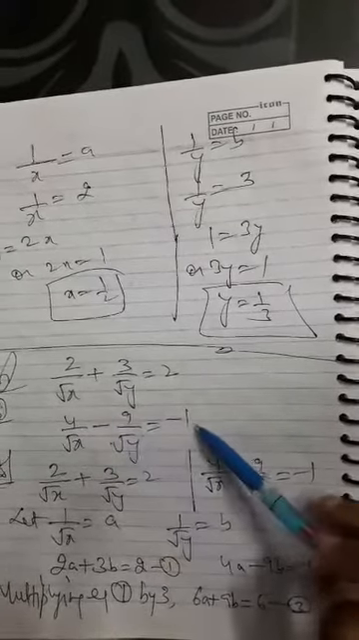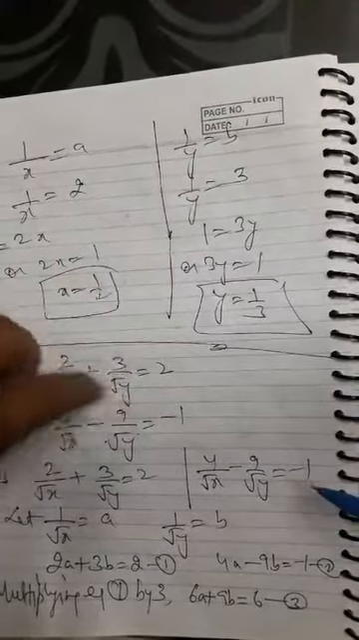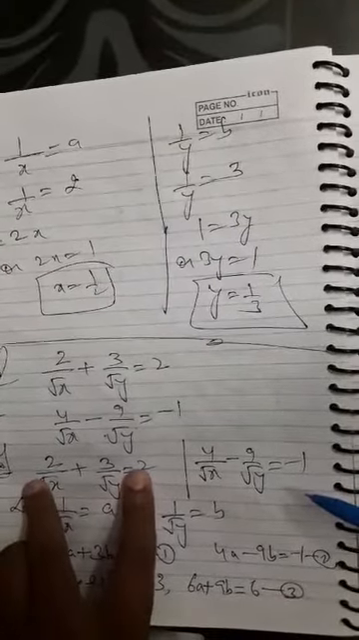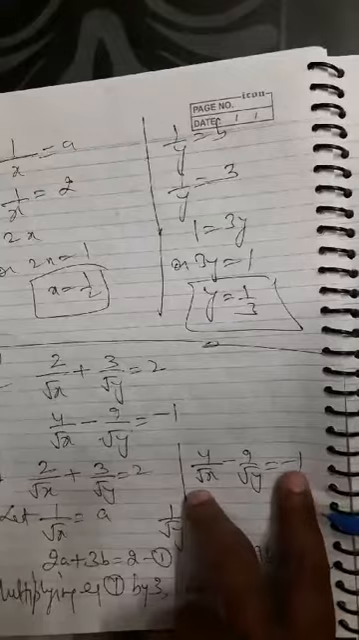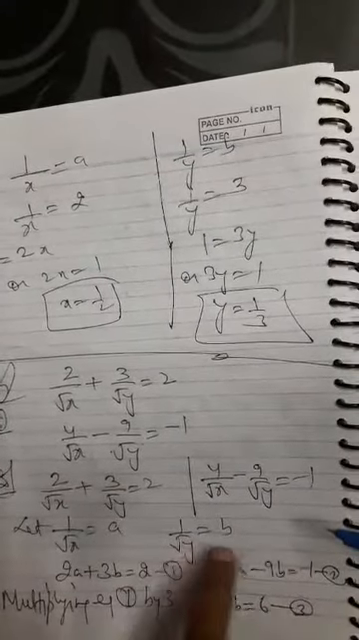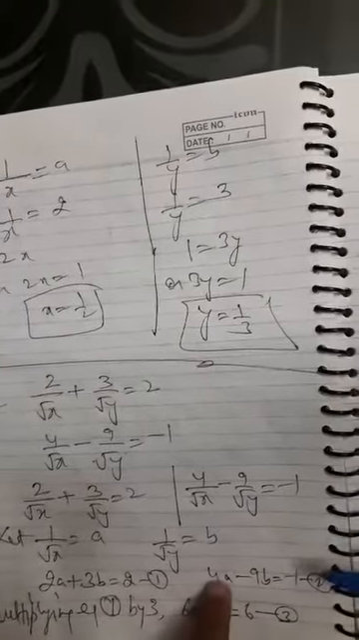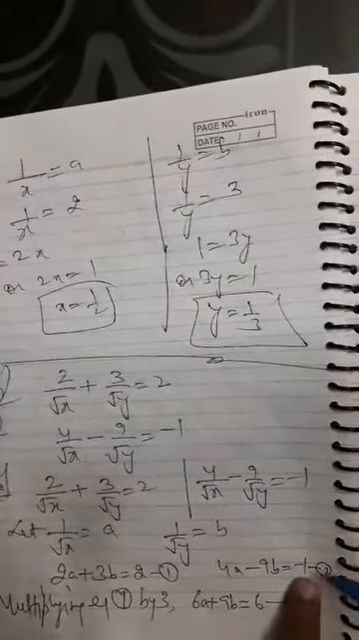4 upon root x minus 9 upon root y equal to minus 1. Have a practice of writing this equation like this, as I am writing first equation on the left side and second equation on the right side. Again let 1 by root x equal to a and 1 by root y equal to b. So I will get 2a plus 3b equal to 2 and 4a minus 9b equal to minus 1.